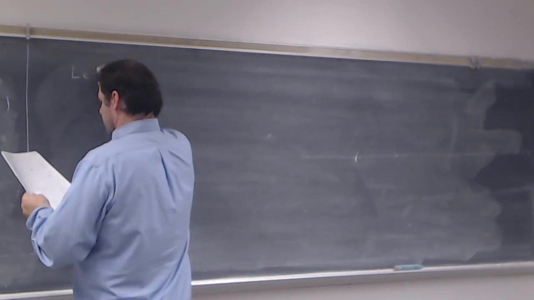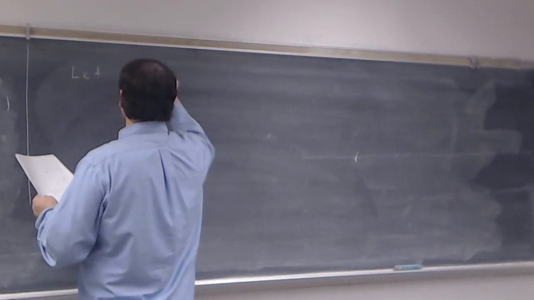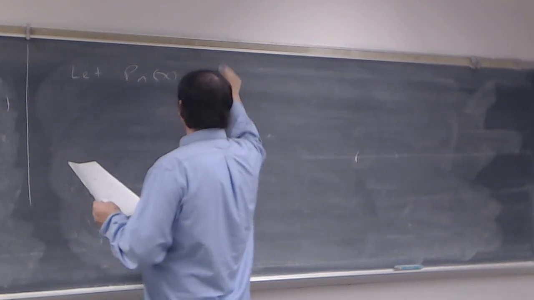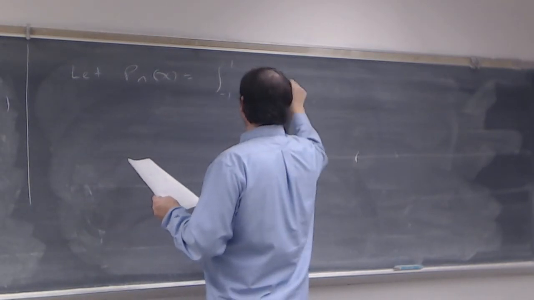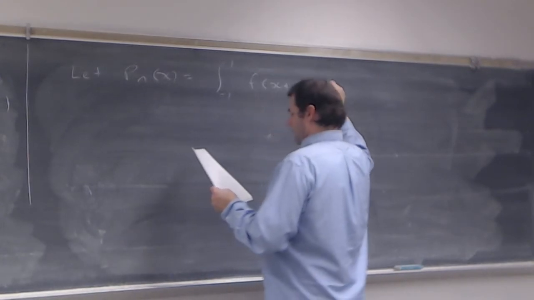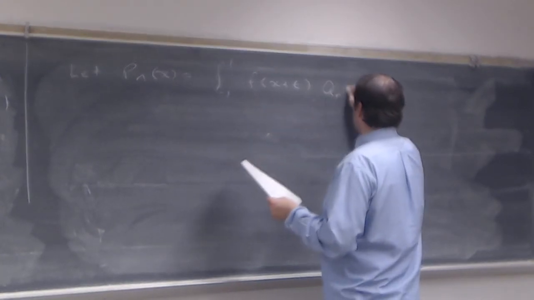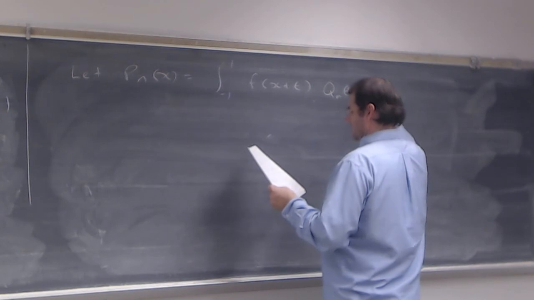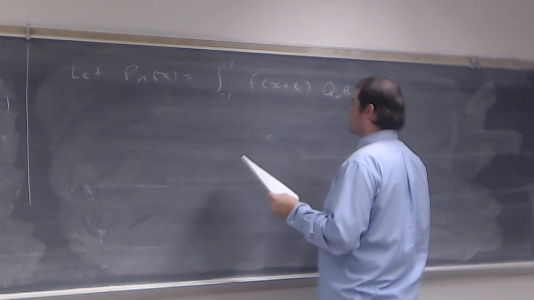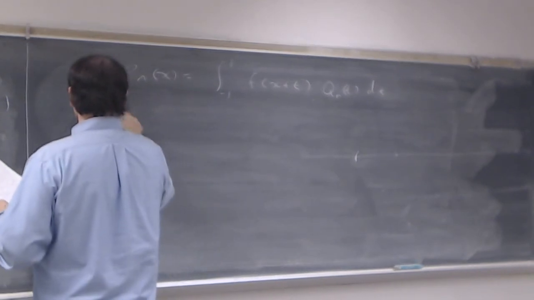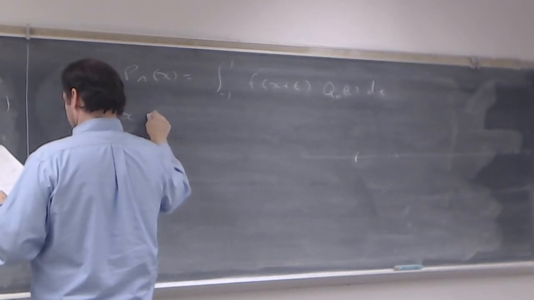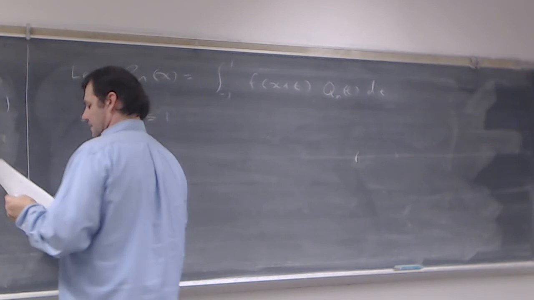Now, what we're going to do is let p sub n of x, this is our polynomial, be the integral from minus 1 to 1 of f of x plus t times q sub n of t dt, and that's what we're going to find it to be for x bigger than 0 and less than 1.